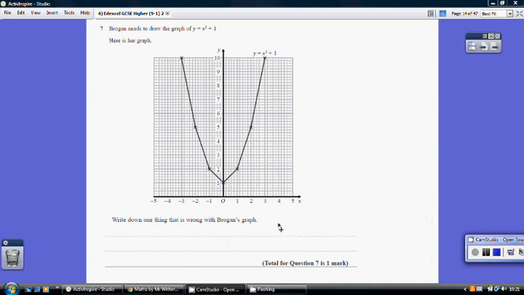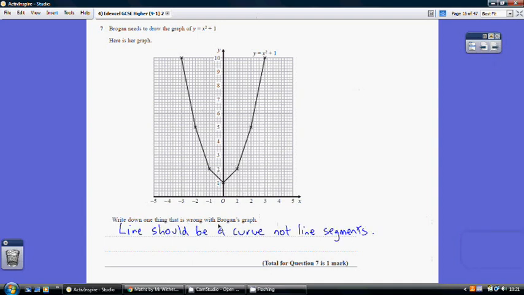Question 7. Write down one thing that is wrong with this graph. Well, this shouldn't just be jagged straight lines joining this. This line needs to be a nice gentle curve. So the line should be a curve, not line segments.